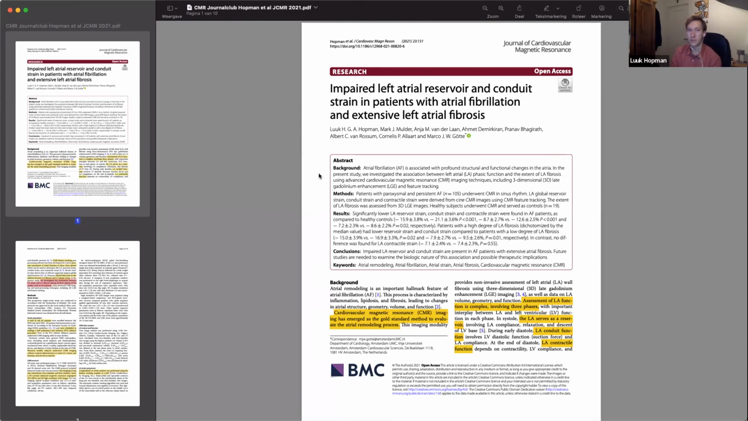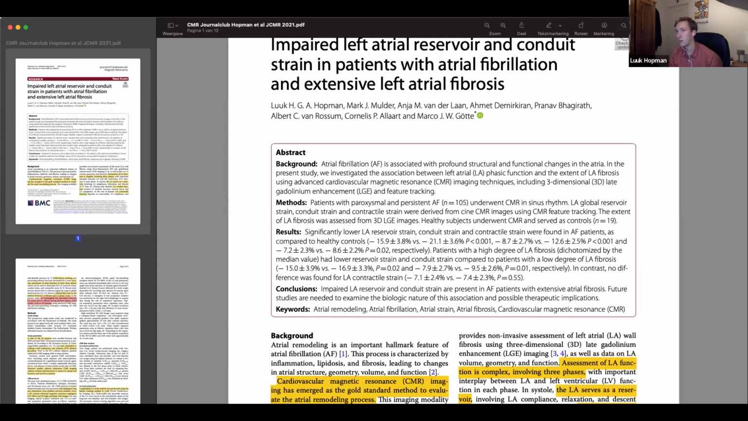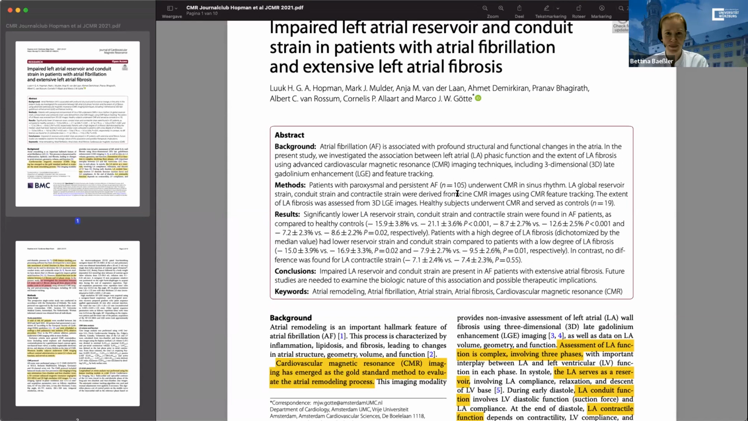We have recently published an article in CMR, which I will discuss. Sorry, could you make it perhaps a bit larger because it's quite small, at least for me. Let's see if I can. Like this? Perfect. Thank you. Okay.